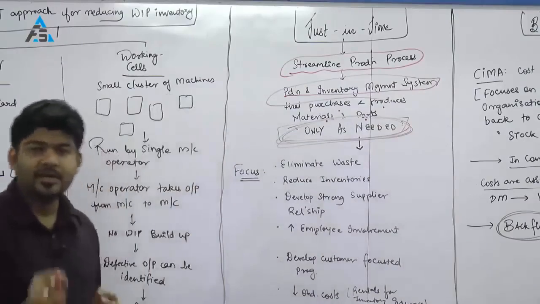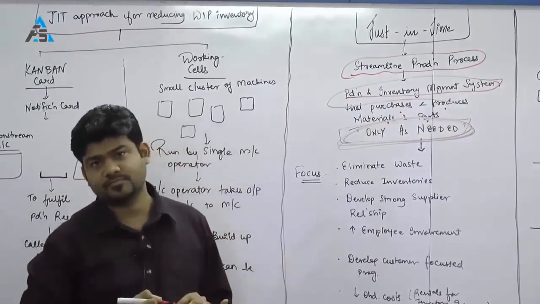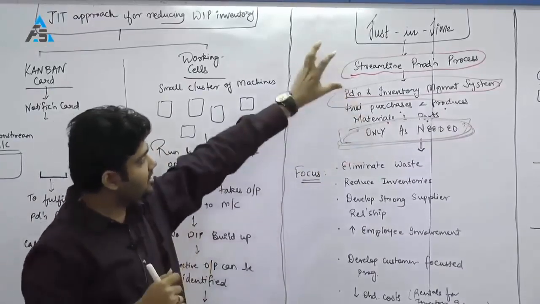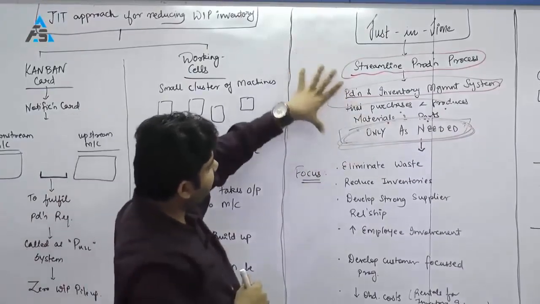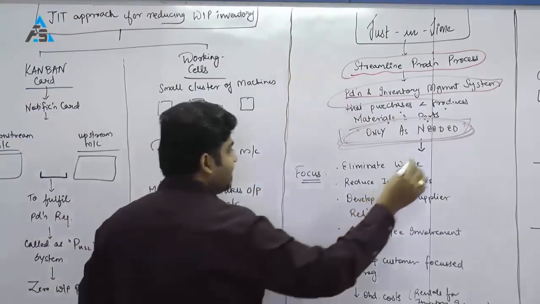जब चाहिए तब करने का order raw material को, उसके अलावा नहीं. Correct? So that is what just-in-time is. So this is what you will have to write down. अगर exam में आता है तो क्यों कर रहे हैं, उससे क्या होगा, वेस्ट एलिमिनेट हो जाएगा.